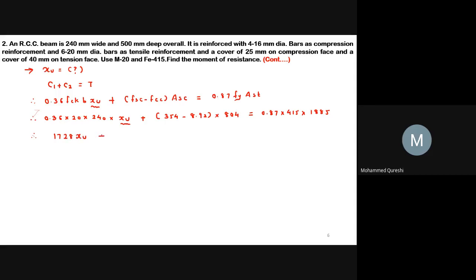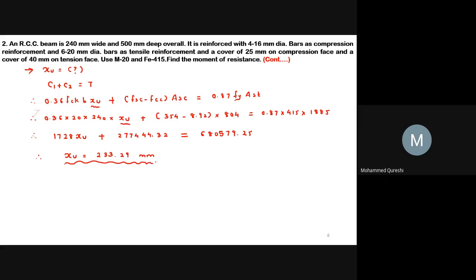1728 xu plus 277444.32 equals 680,579.25. And simplifying the same, we will get the value of xu as 233.29 mm. This is the value of depth of neutral axis.